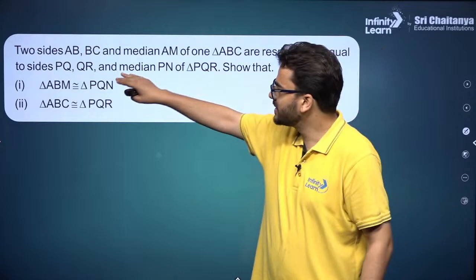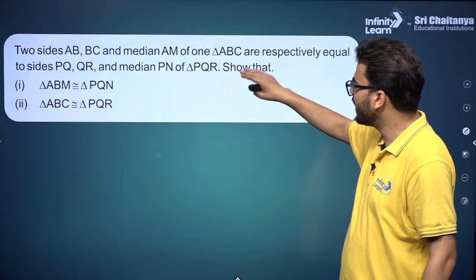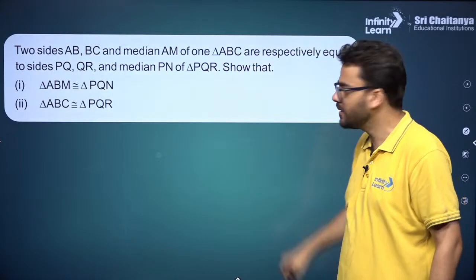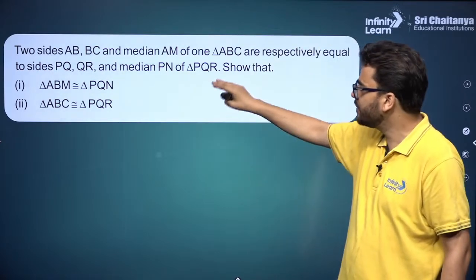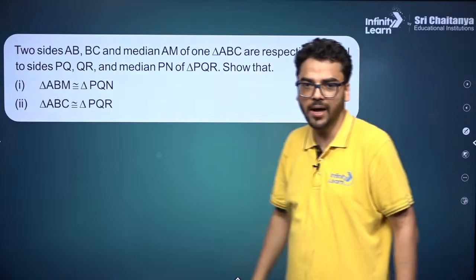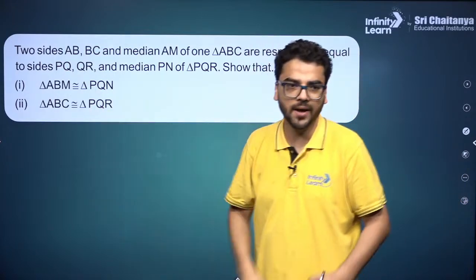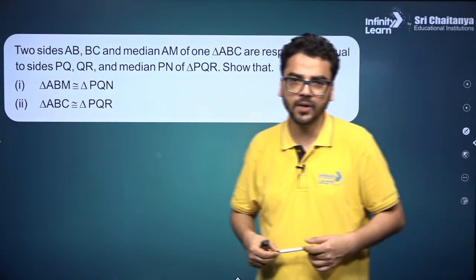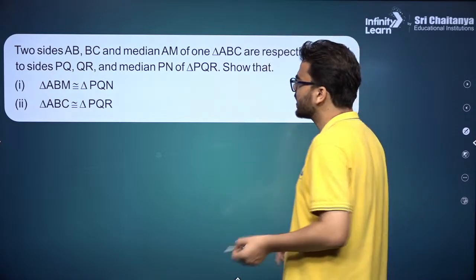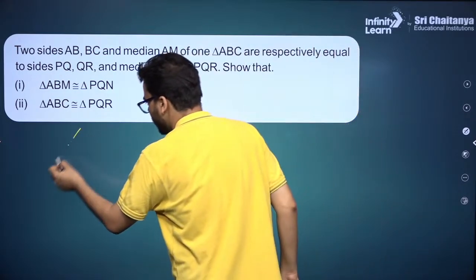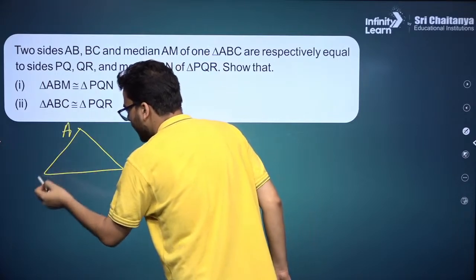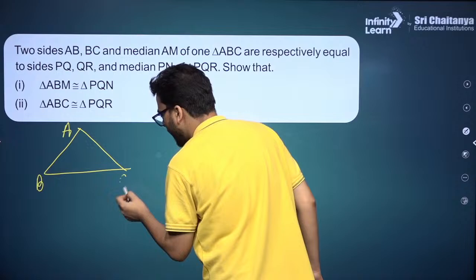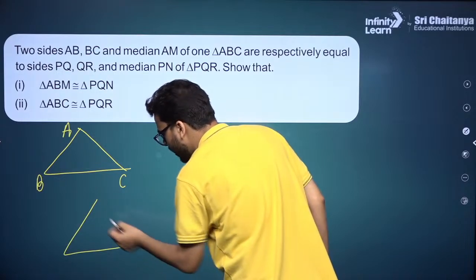So two sides AB, BC and median AM of one triangle ABC are respectively equal to the sides PQ, QR and median PN of triangle PQR. We have to do these things over here, right? One by one. Fine. So two triangles are there. We have got ABC and PQR. So let's do that. ABC over here, one triangle ABC, and the other triangle PQR over here.